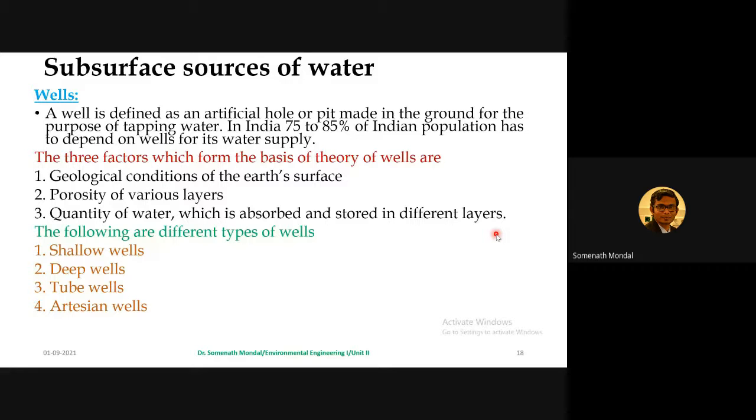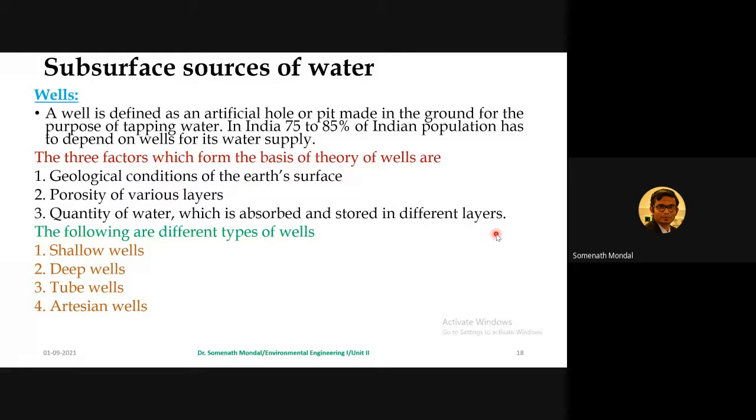Now there are three factors which form the basis of the theory of wells: the geological conditions of the earth's surface, the porosity of various layers, and the quantity of water which is absorbed and stored in the different layers. So they can directly be related to the theory of wells and how much we are going to yield.